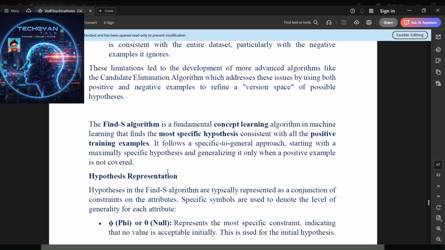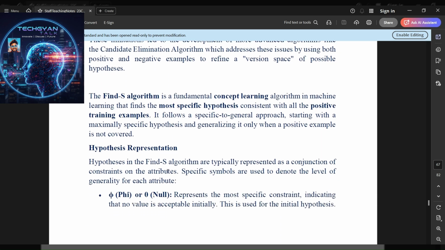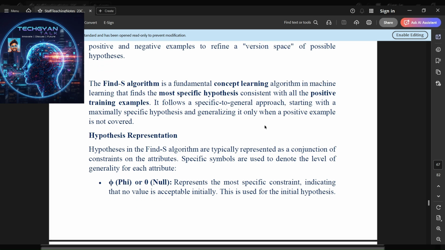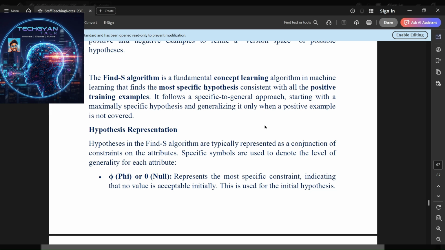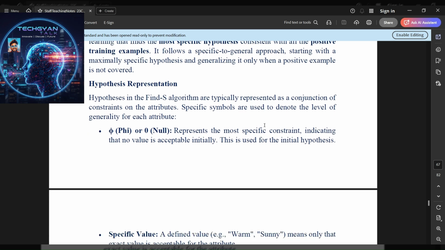The Find-S algorithm is a fundamental concept learning algorithm in machine learning that finds the most specific hypothesis consistent with all the positive training examples. It follows a specific-to-general approach, starting with the maximally specific hypothesis and generalizing it only when a positive example is not covered. Hypothesis representation: it is represented by phi.